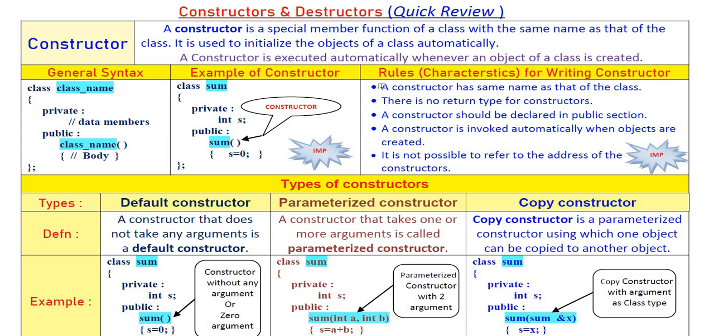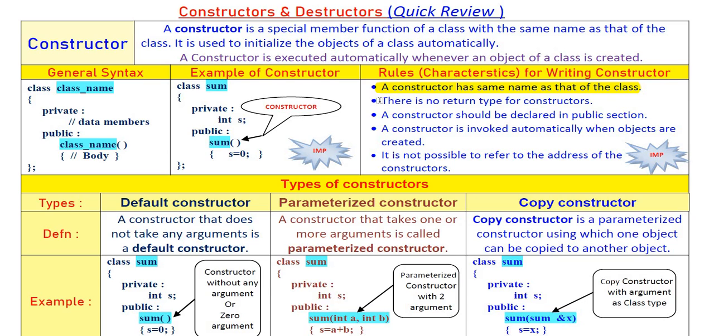So the first one is, a constructor has the same name as that of the class. Already you know a constructor always has the same name as the class. It means the class name and function name should be the same, then only that function will become a constructor. So the first rule is a constructor has the same name as the class name.